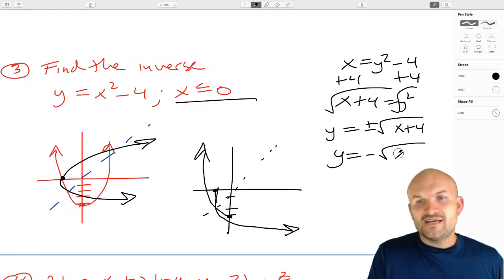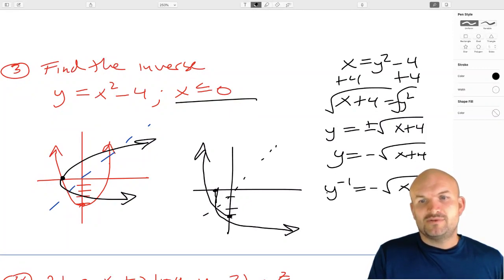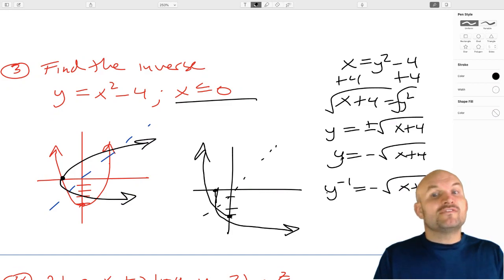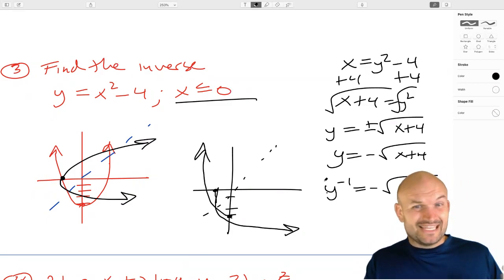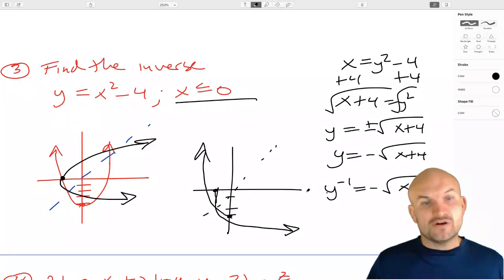So y equals negative square root of x plus 4, but we need to use function notation. So we could say y inverse equals negative square root of x plus 4, right? Because you're solving for y. But again, remember the answer is to find the inverse, so make sure you're using inverse notation. And if you're dealing with functions, make sure you go back to function notation.